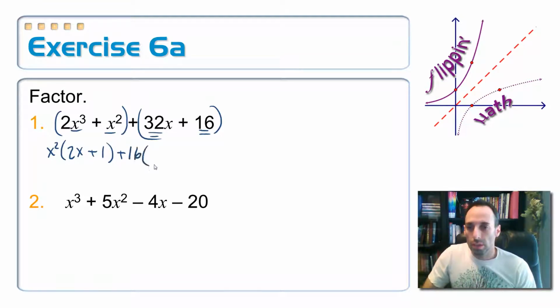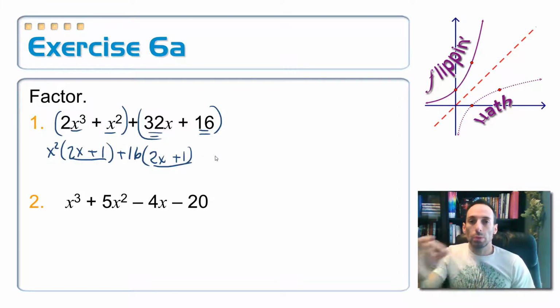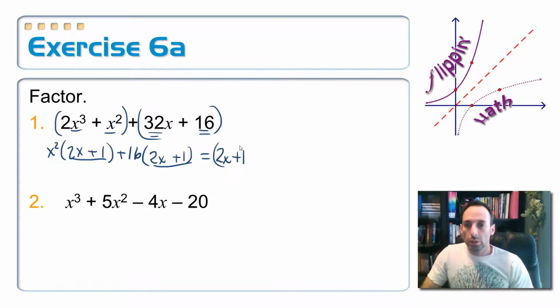So plus 16, open the parentheses, divide 32x by 16, I get 2x. Divide 16 by 16, I get plus 1. Okay, so I can see that it worked out. I got a new common factor of 2x plus 1. So I can pull that out as the new GCF overall, 2x plus 1. And if I divide both of these terms by 2x plus 1, I get x squared plus 16.